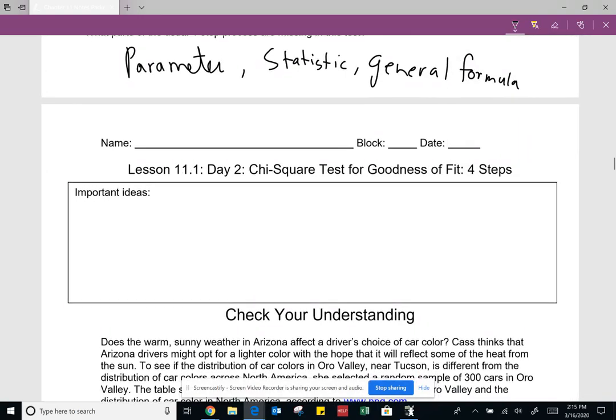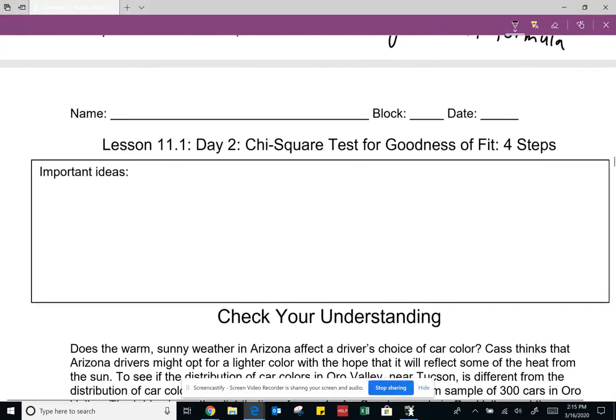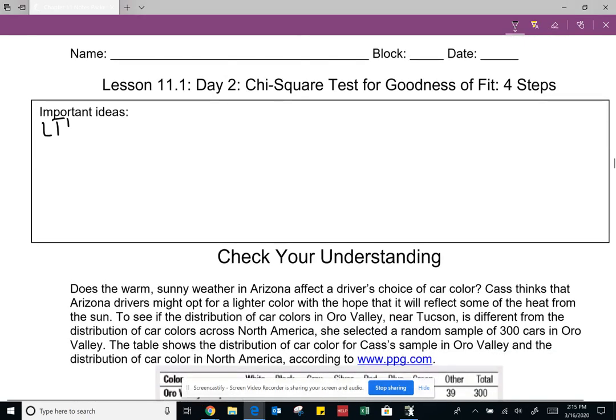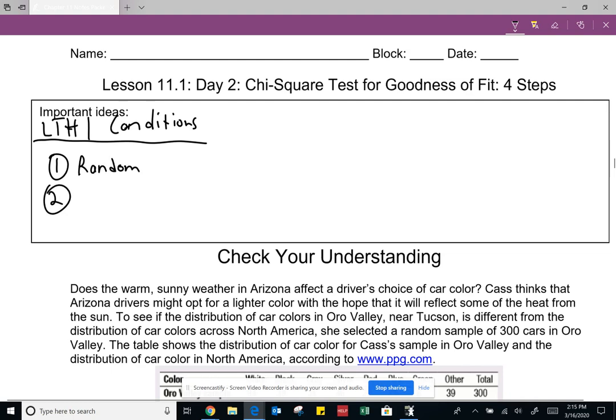Zoom in a bit. So the first LT that we will be talking about is LT number 1, the conditions. The first condition that you need to check is, is it random? And the second is large counts. A little different than the large counts that we've been doing, where it's np greater than or equal to 10, and n(1 minus p) greater than or equal to 10.